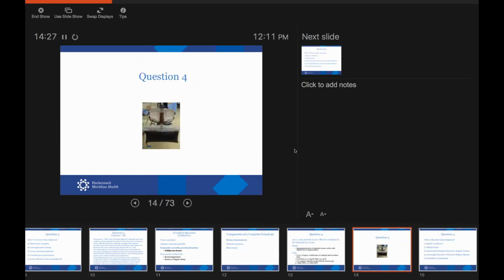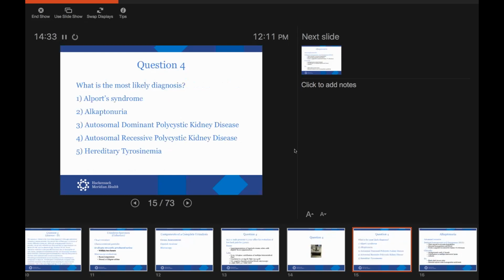So that's the color of his urine. This is a real case, by the way. Just look at the color of his urine. It's brown. So what's the diagnosis? Alkaptonuria.